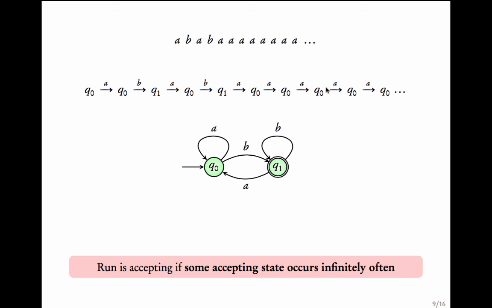Recall that the run is accepting if some accepting state occurs infinitely often. This is the only run for this word, and in this run, Q1 occurs up to this point only. After this, only Q0 occurs. So Q1 does not occur infinitely often. Hence, this word is not accepted by this automaton according to this condition. If you see, Q1 will occur infinitely often only when B occurs infinitely often. So this automaton, considered as an automaton over infinite words, would give you the language consisting of words where B occurs infinitely often.